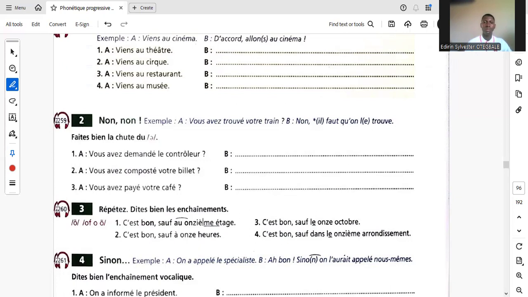Exercice 3. Number 3. C'est bon, sauf au 11e étage. 2, C'est bon, sauf à 11 heures. 3, C'est bon, sauf le 11 octobre. 4, C'est bon, sauf dans le 11e arrondissement.